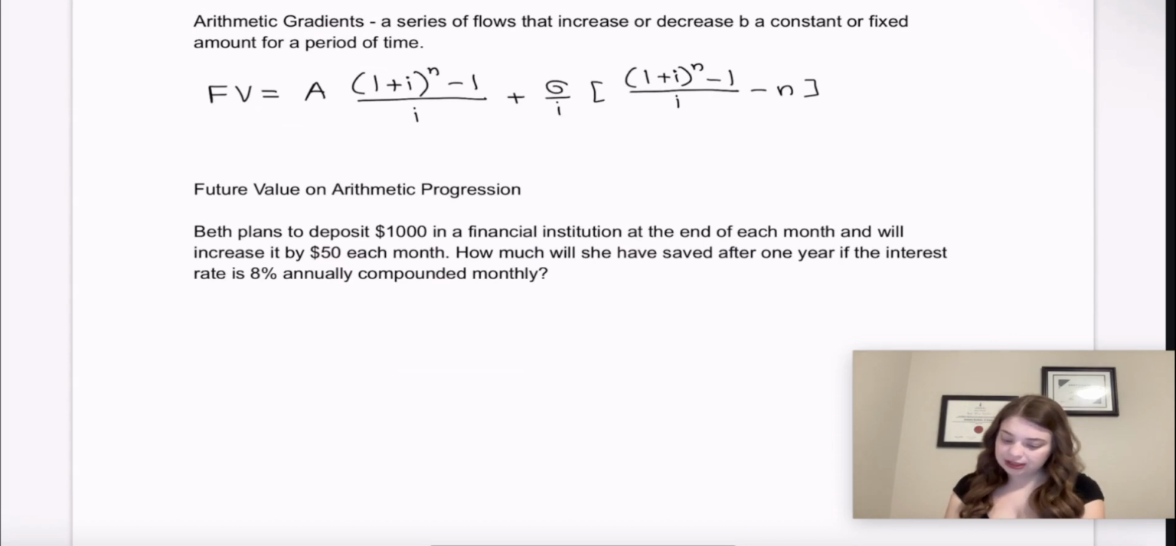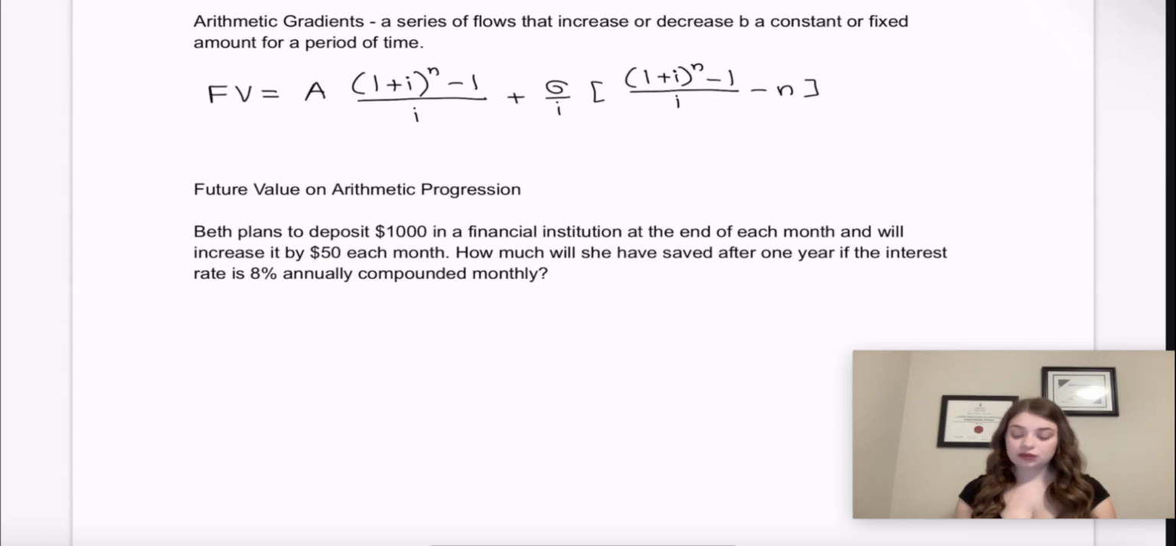So in this example, it says Beth plans to deposit $1,000 in a financial institution at the end of each month and will increase it by $50 each month. So first month, she's going to do $1,000, then it'll be $1,050 the next month, then $1,100, then $1,150, then $1,200, and so on. So the point is, every time she makes a deposit, it goes up by the same dollar amount of $50. How much will she have saved after 1 year if the interest rate is 8% annually, compounded monthly?